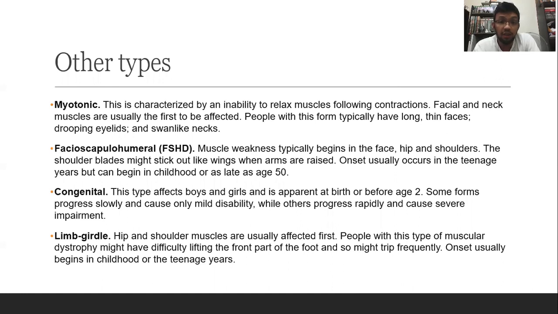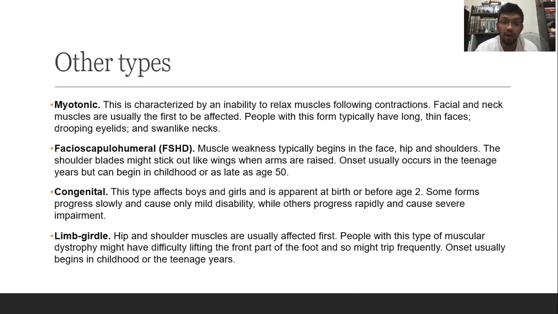Congenital, this type affects both boys and girls and is apparent at birth or before the age of 2. Some forms progress slowly and can cause only mild disability, while others progress rapidly and cause severe impairment. So that's the congenital type, if it's present at birth.